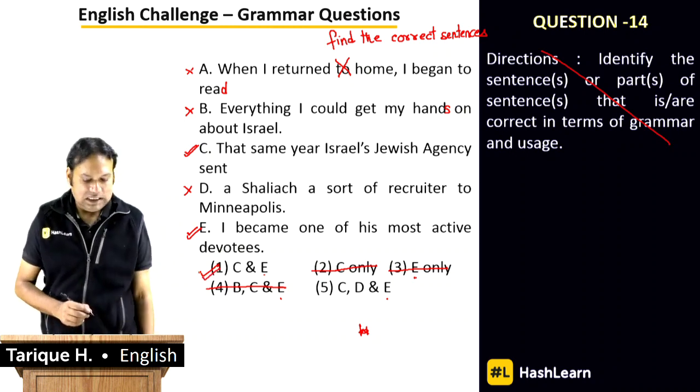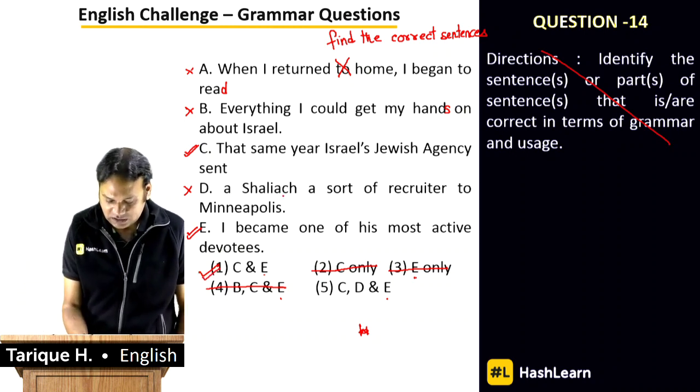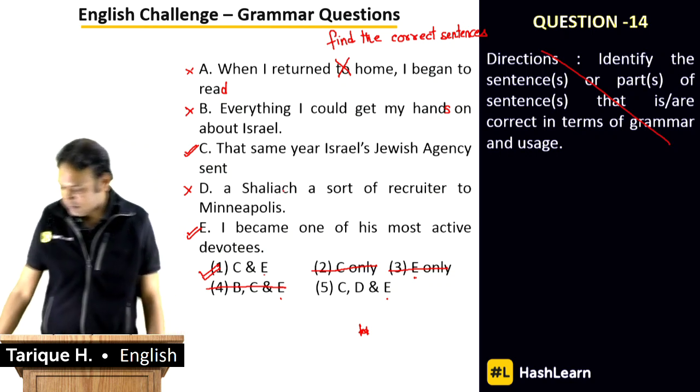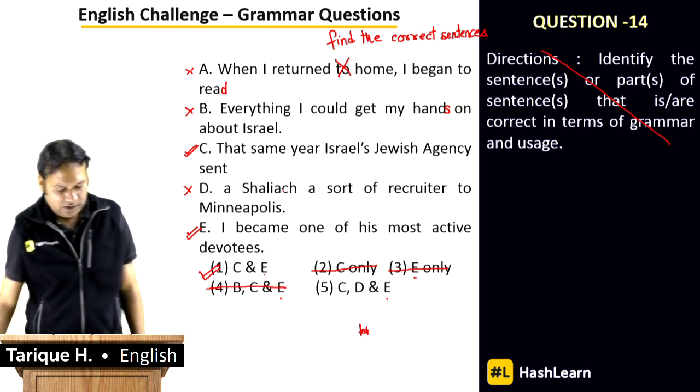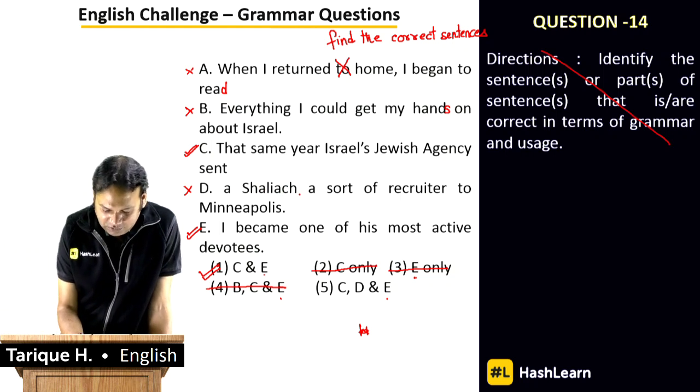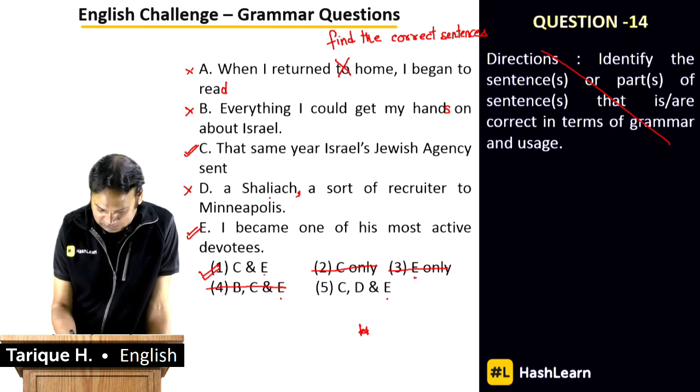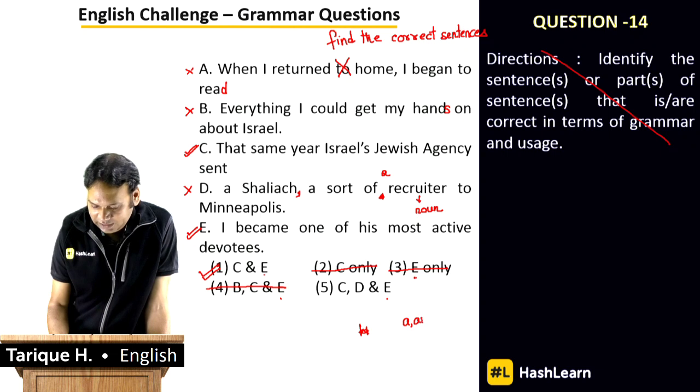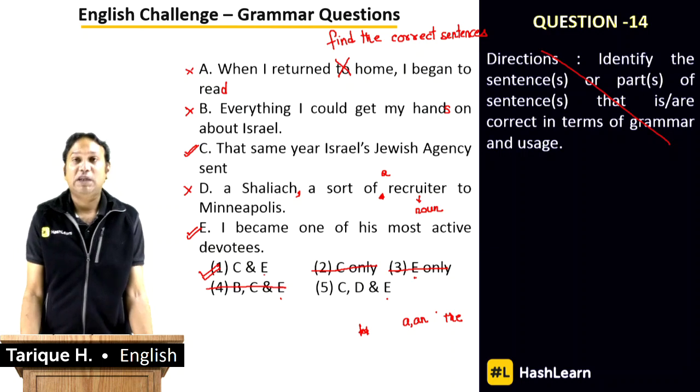Now let's look at why D is wrong here. If you don't know the meaning of salyach, it's not at all a problem. Right here, when you're defining something, put a comma here. That's the first thing. Second is "a sort of a recruiter". The article a is missing here, because recruiter is a noun. We need an article before it. We should know about articles a and the. So many questions have come in exams before based on articles.